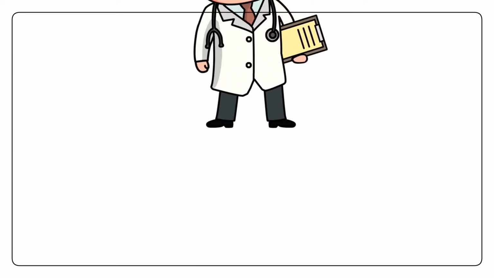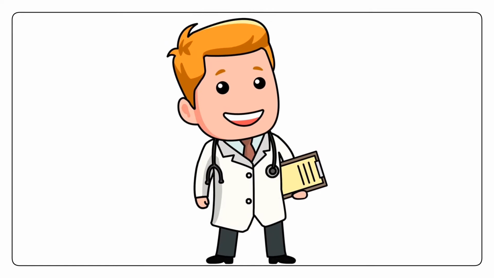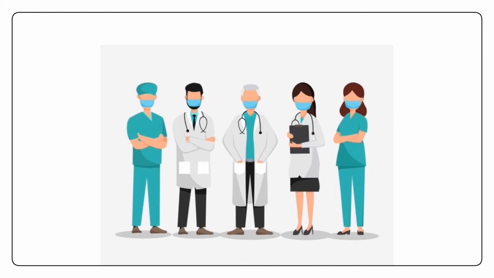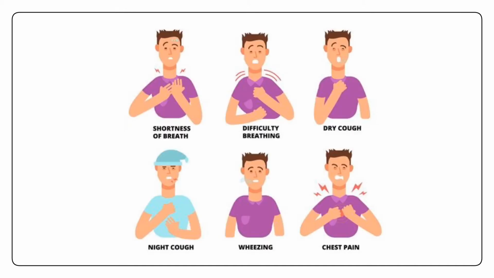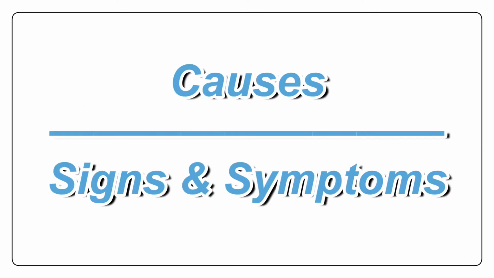We know that a doctor orders some different tests to identify and to determine the patient's condition. From the results of the tests, the doctors and the healthcare providers could give possible diseases or conditions the patient has, also considering the patient's signs and symptoms. Now that we have mastered how to interpret ABG results, we can tell what causes this result and the signs and symptoms that the patient can manifest. That will be discussed in this video.